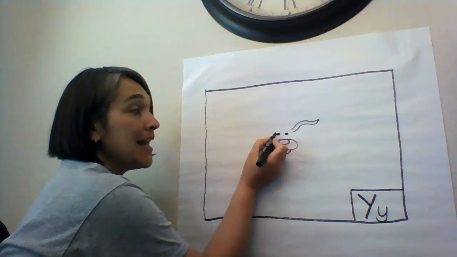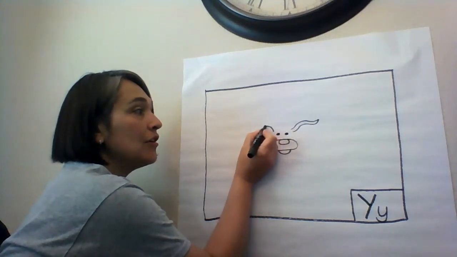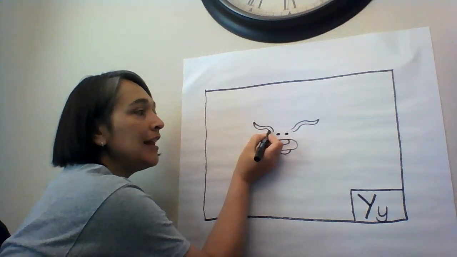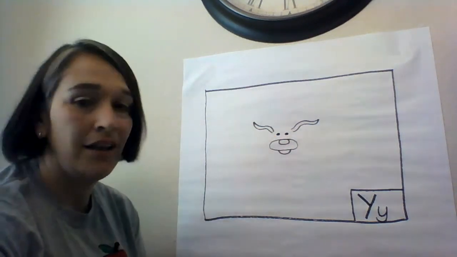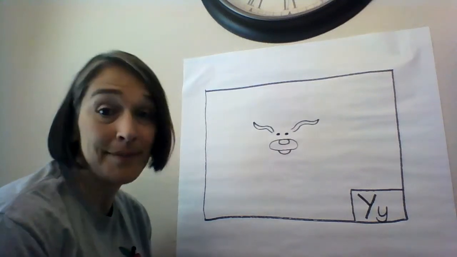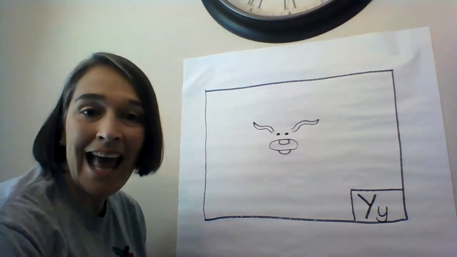So I start by his eye, right above it, and I make a curvy line go out, and then a curvy line come back in. Now it's looking a little crazy because you're like, Mrs. Gillett, his horns are floating in space. Yeah. So now we're going to add his head.